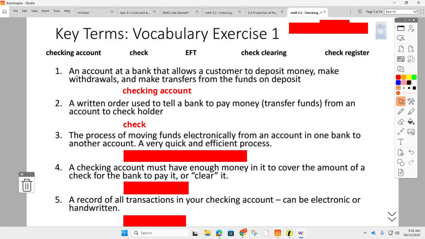The process of moving funds electronically from an account in one bank to another, a very quick and efficient process. What do you think that one is, Benjamin? Nope. What do you think, Darby? EFT, right? So remember, electronically versus electronic fund transfer.